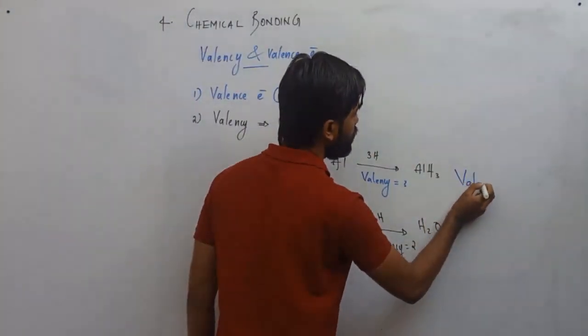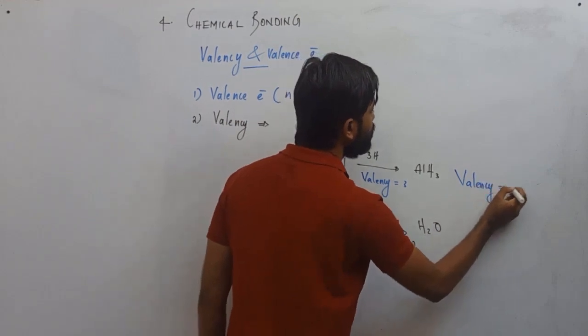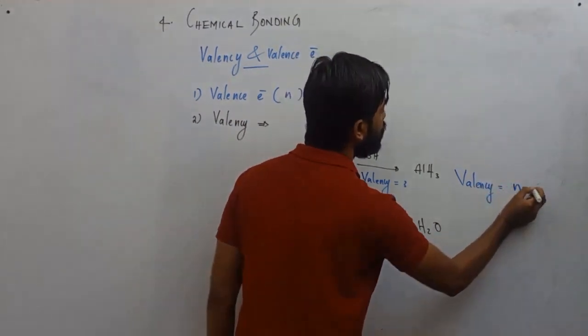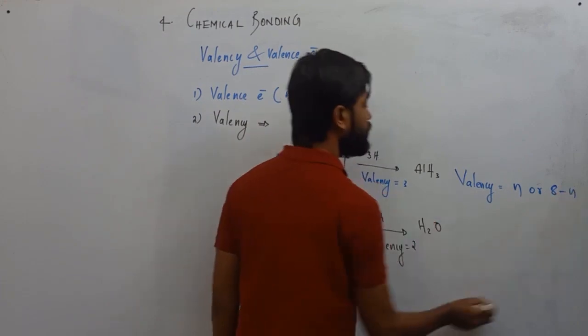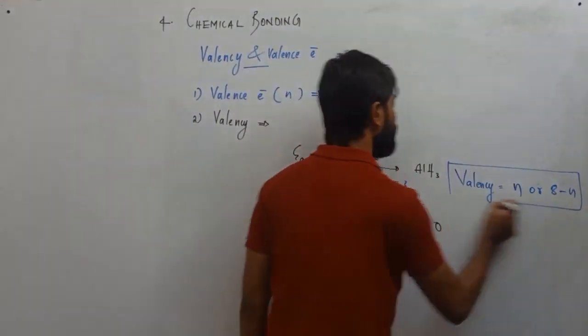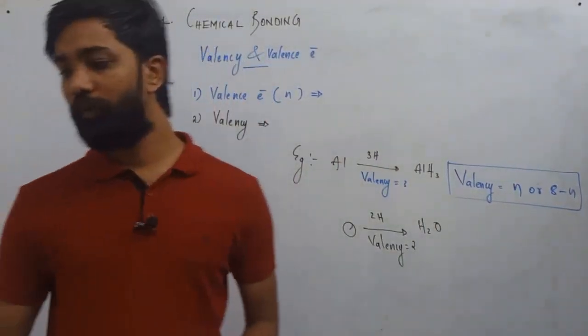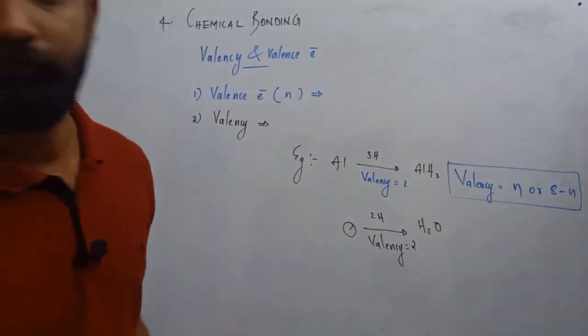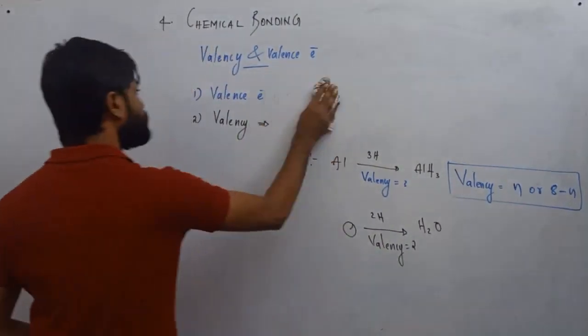And the relation: if n is the valence electron, then the valency may be either n or 8 minus n. I think that you know. If n is the valence electron, then the valency may be either n or 8 minus n. Okay, fine.